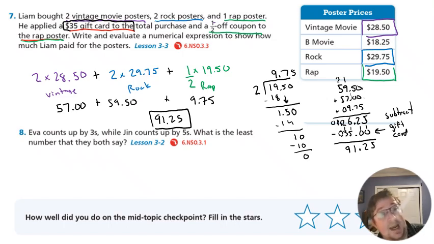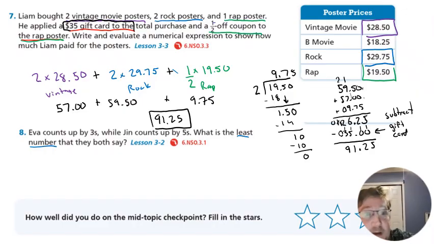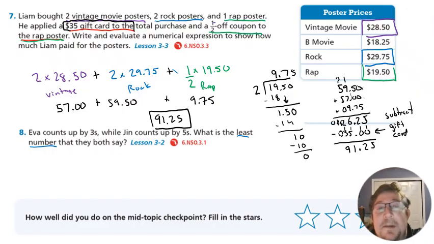So question 8, last question for the review. Eva counts by 3s, while Jin counts by 5s. What is the least number that they both say? So Eva counts by 3s. Oh, I think they mean by 3s. And Jin counts by 5s. What is the least number that they both say?